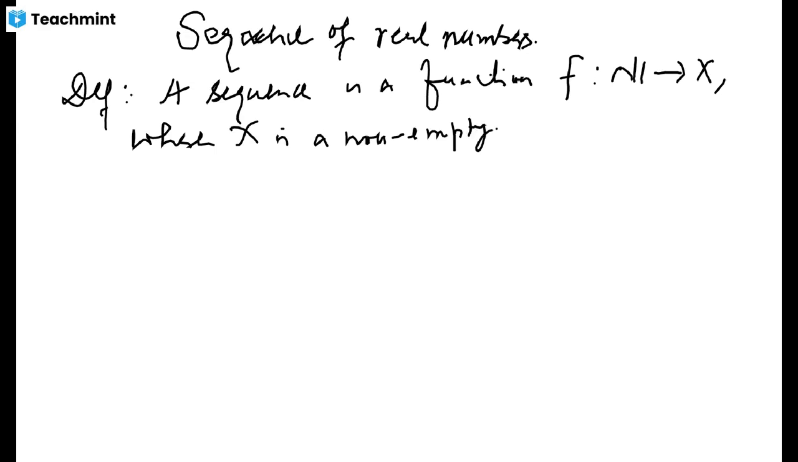Because if you are defining a function on the set of natural numbers, in which you have plenty of elements, and you say that you have a function, then that means every element must have an image in X, and an image in X is possible only when X is a non-empty set. That's why we need a non-empty set. So a sequence is nothing but a function whose domain is the set of natural numbers.